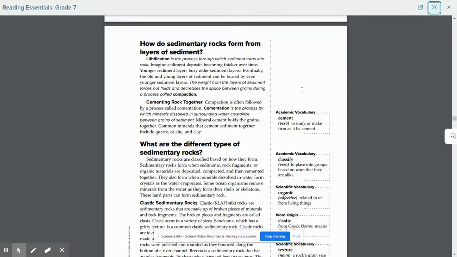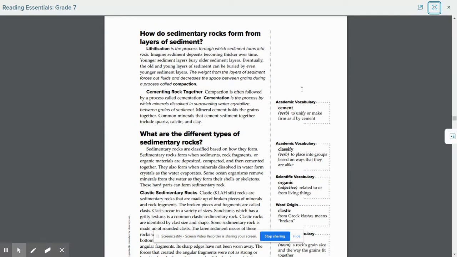How do sedimentary rocks form from layers of sediment? Lithification is the process through which sediment turns into rock. Imagine sediment deposits becoming thicker over time. Younger sediment layers bury older sediment layers. Eventually, the old and young layers of sediment can be buried by even younger sediment layers.